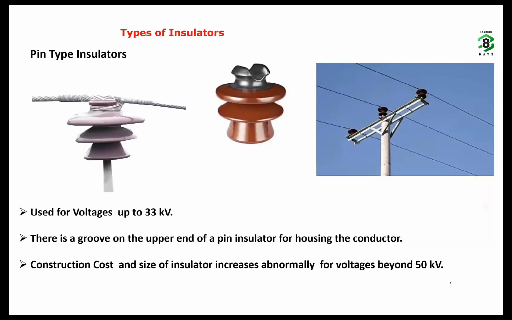Next, types of insulators. The first type of insulator is called the pin type insulator. You can see here how the conductor is attached to the pin type insulator. There is a groove here. In this groove, the conductor is placed, and binding conductors are also attached. Pin type insulators are used up to voltages of 33 kV only.